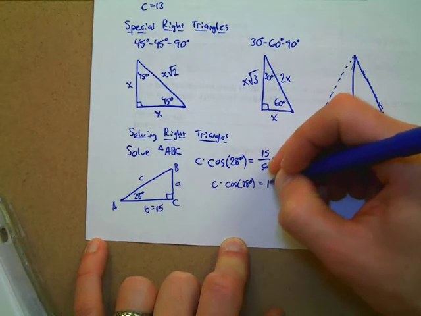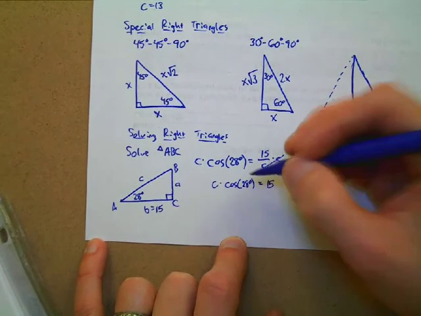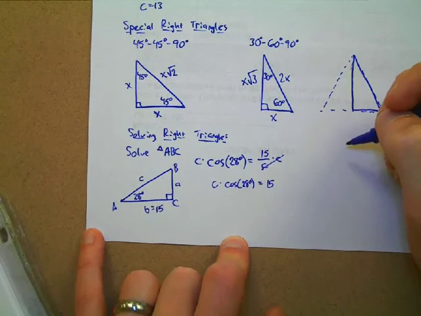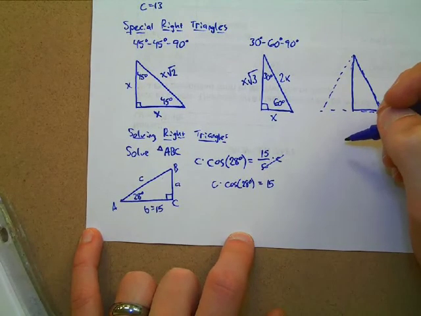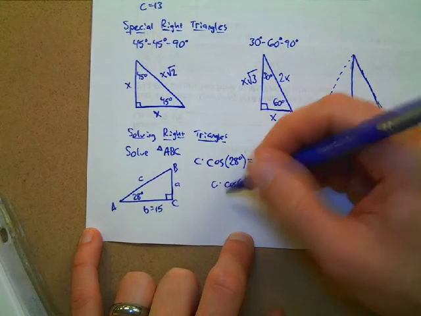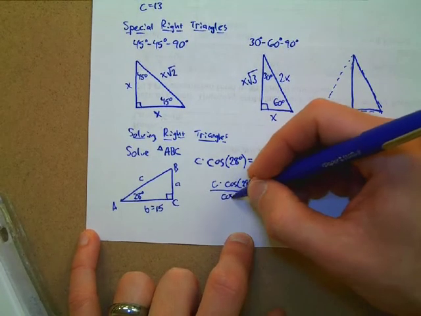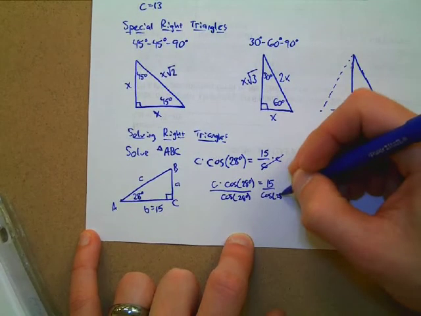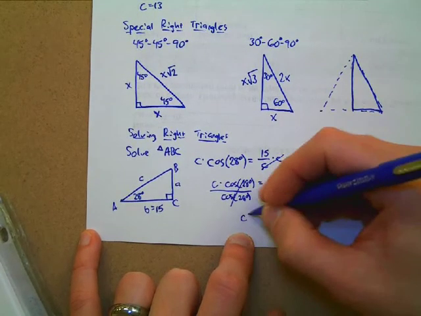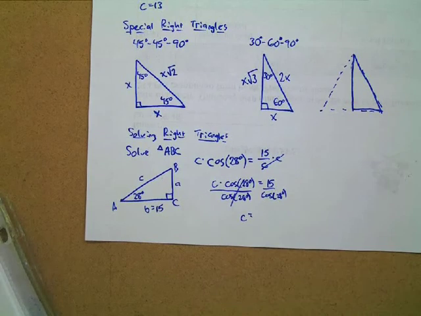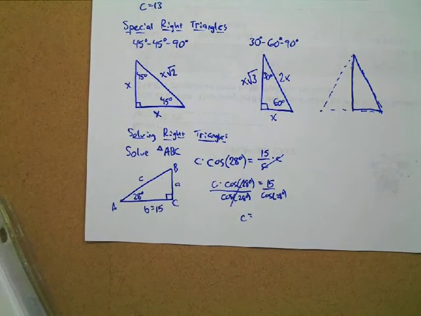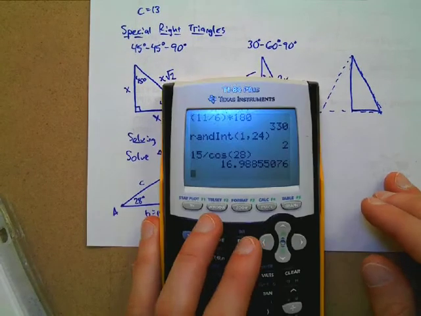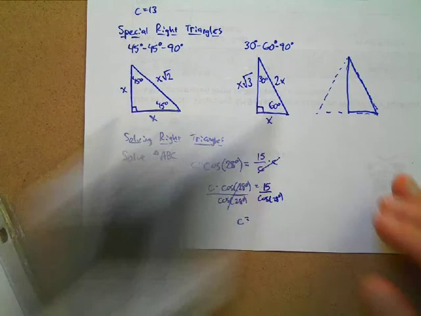And then how can I get the C by itself now? What do I need to do to both sides here? Not subtract. We have multiplication here, right? So we're going to divide. Yeah, divide both sides by cosine 28 degrees. Okay, cosines cancel. You're left with C equals, and then let's go ahead and type that in your calculator. 15 divided by cosine 28. Make sure I'm in the right mode here too. Okay, I get about 16.988. So I'm just going to go ahead and round that up to 17.